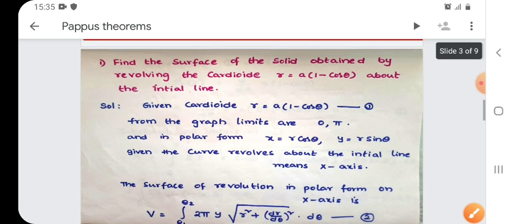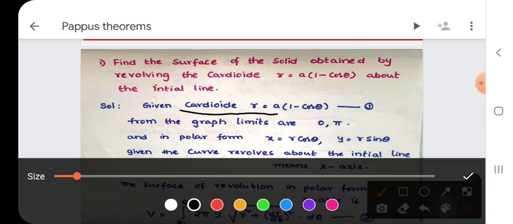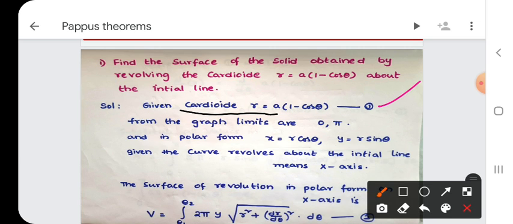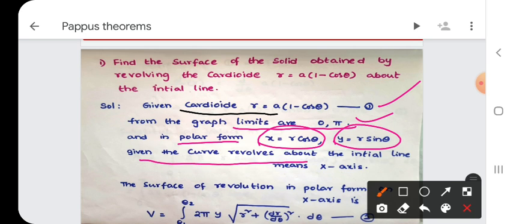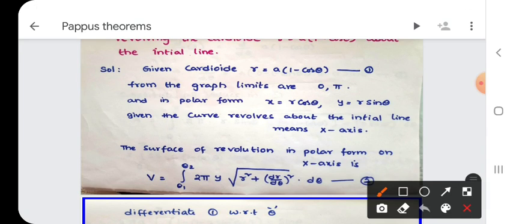See here. Given cardioid is r equals a into 1 minus cos theta. Okay, next, call this equation number 1. From the graph, limits are 0 to pi. And in polar form, x value is r cos theta, y value is r sin theta. And the given curve revolves about the initial line, meaning x-axis. These are all from the data. We write all these points from the data.